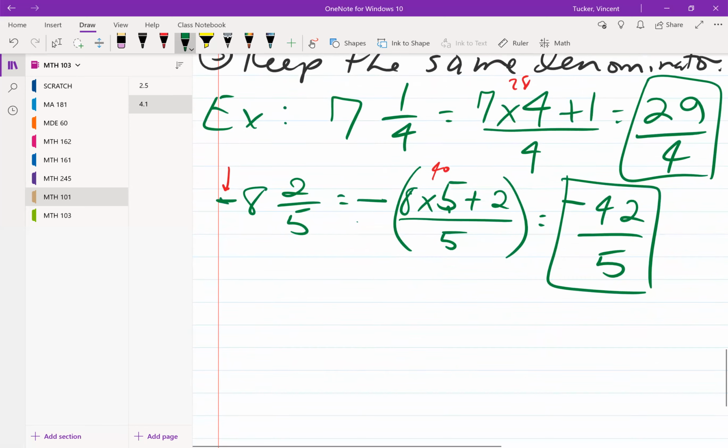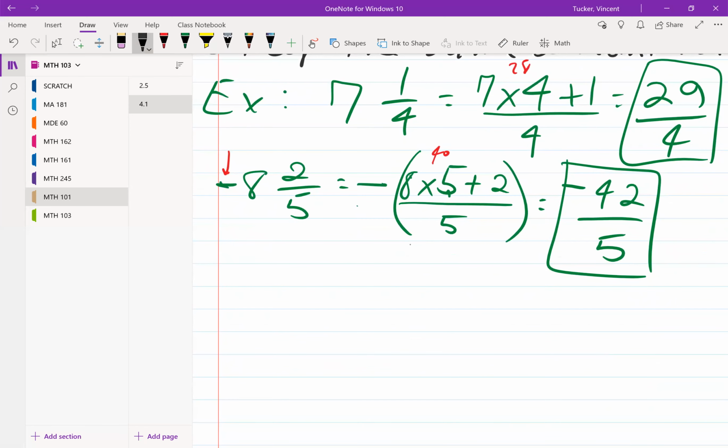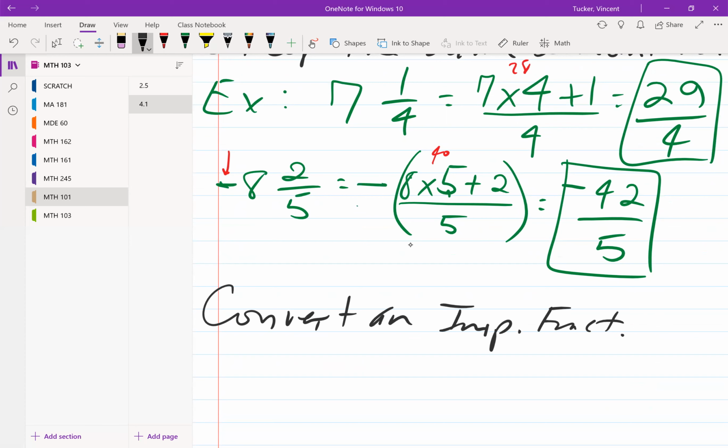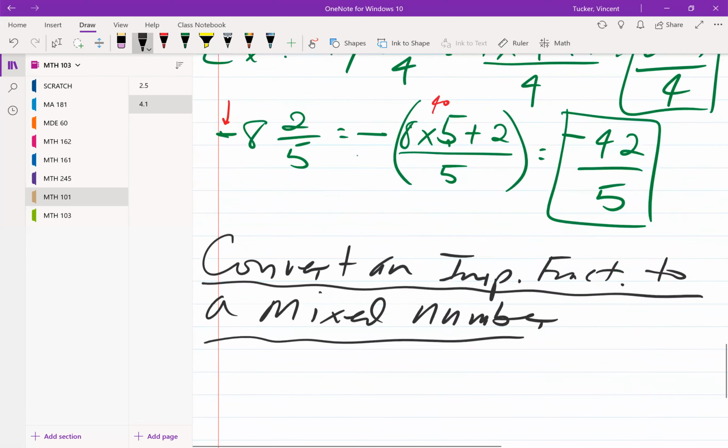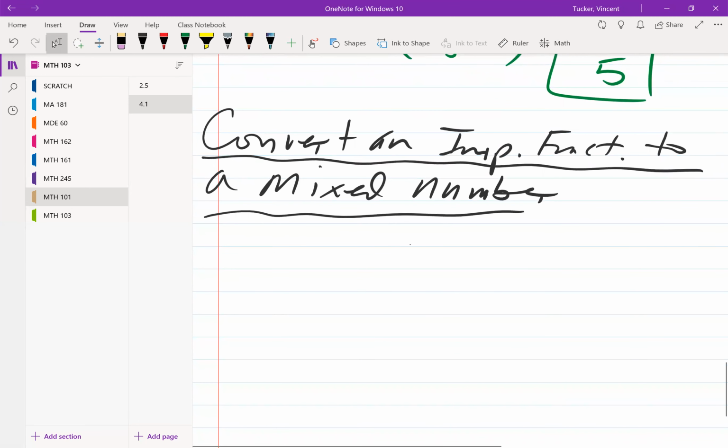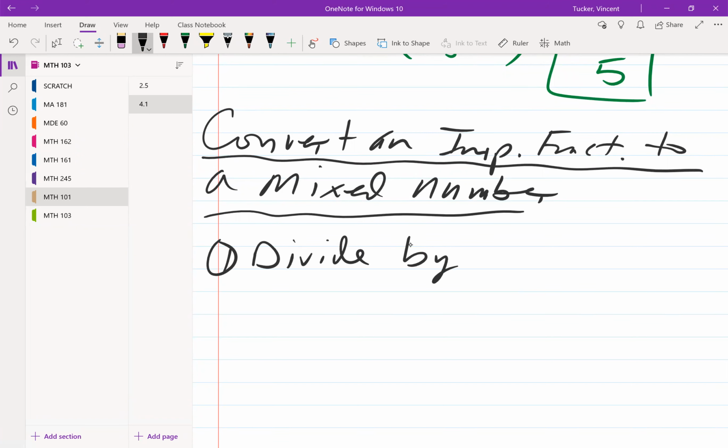So let's go in reverse. Let's convert an improper fraction to a mixed number. All right. Divide by long division.